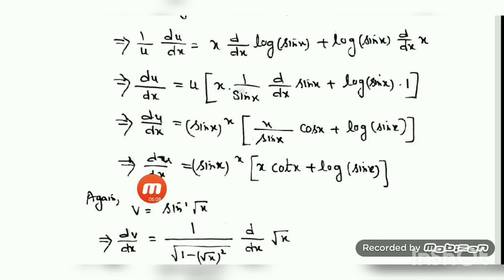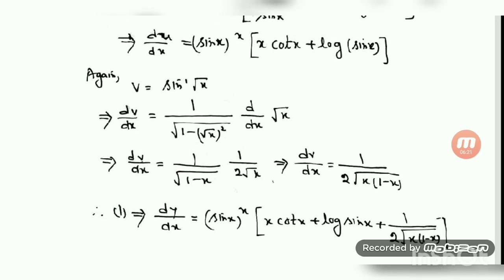Here I have done one step of simplification. du/dx equals sin x to the power x, x cos x by sin x, combined written as cot x, plus log of sin x. You can stop the solution here also. Then I proceed to question number v.